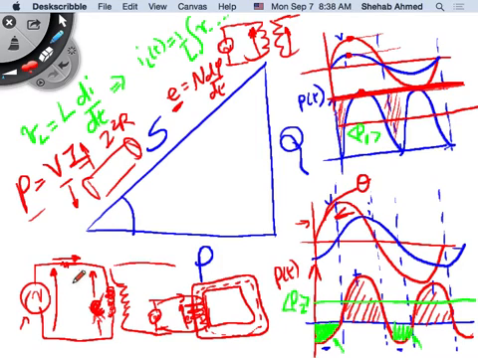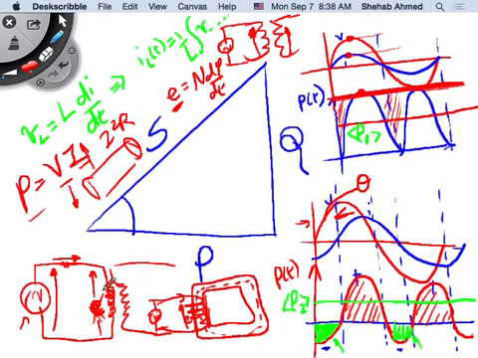Otherwise, if you apply a DC across here, then I don't get a time varying flux. If I don't get a time varying flux, then I cannot get a voltage across a turn of wire that I put in this DC flux. If I don't get that voltage, then I have nothing opposing the input voltage. I have a short circuit. I'm basically creating a short circuit.